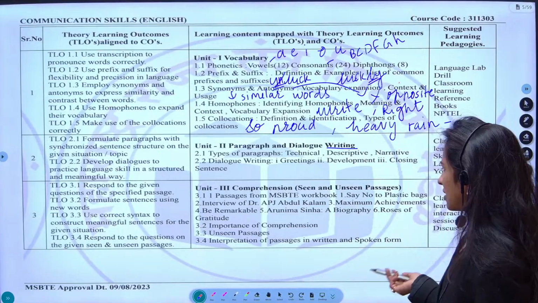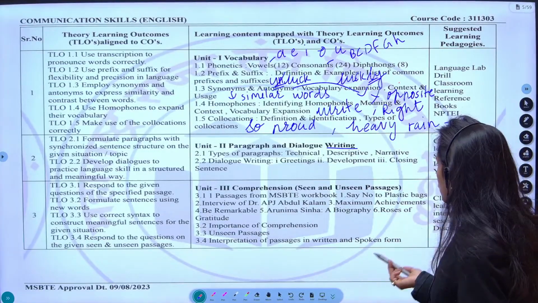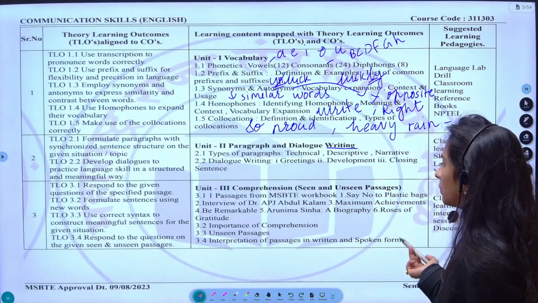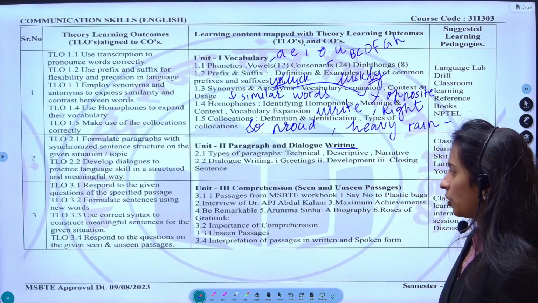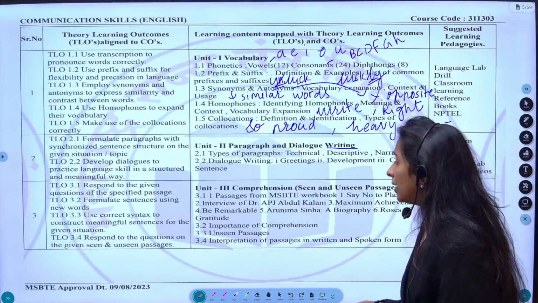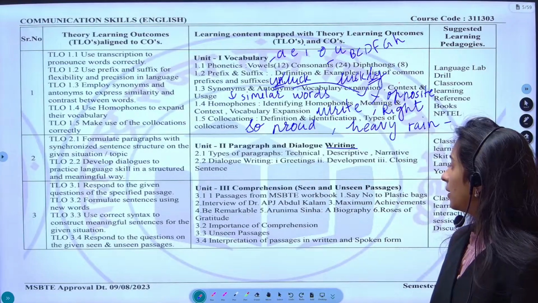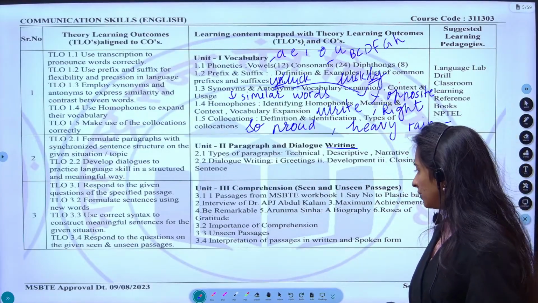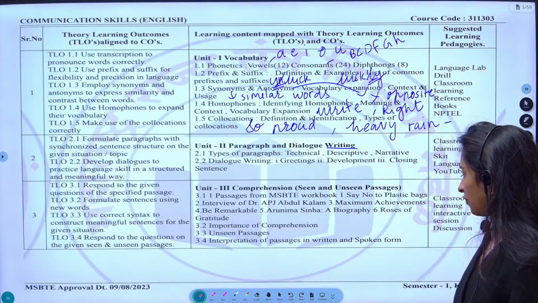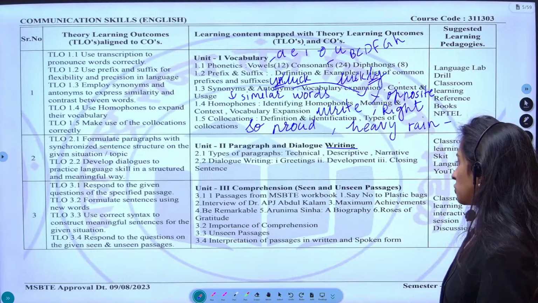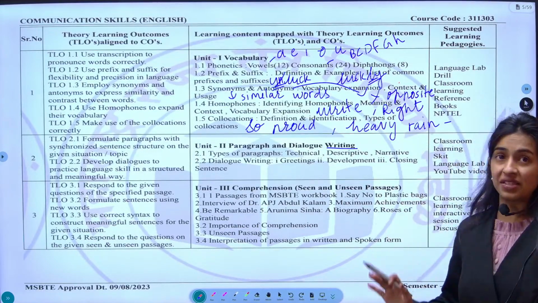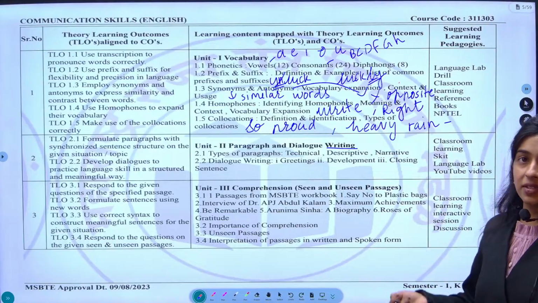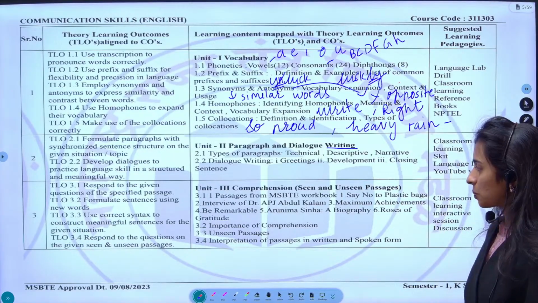five or six chapters. Say No to Plastic. Interview of Dr. APJ Abdul Kalam. Maximum Achievements will be the third chapter. Fourth will be Remarkable. Fifth will be Arunima Sinha, a biography. And the sixth one is Roses of Gratitude. So these are your six seen passages. And there will be unseen passages as well. So we'll practice both.